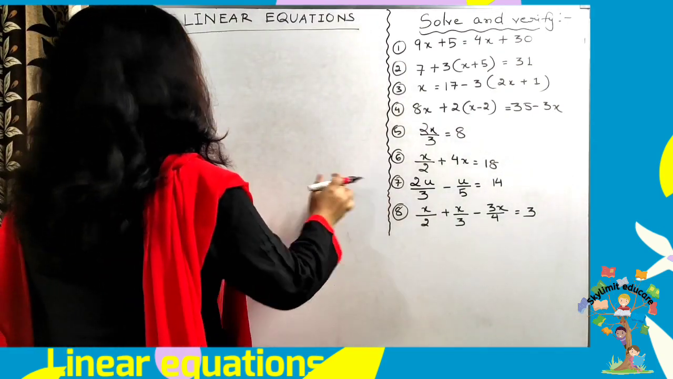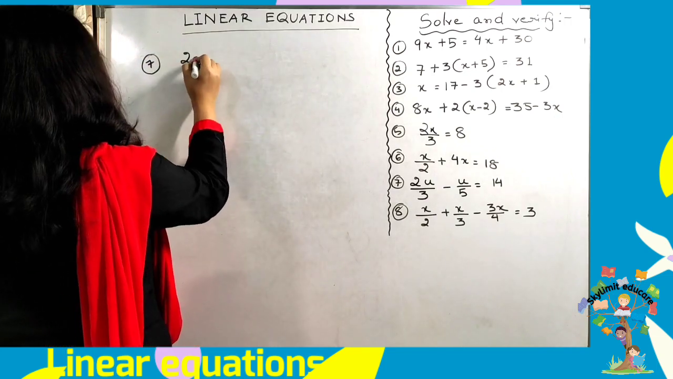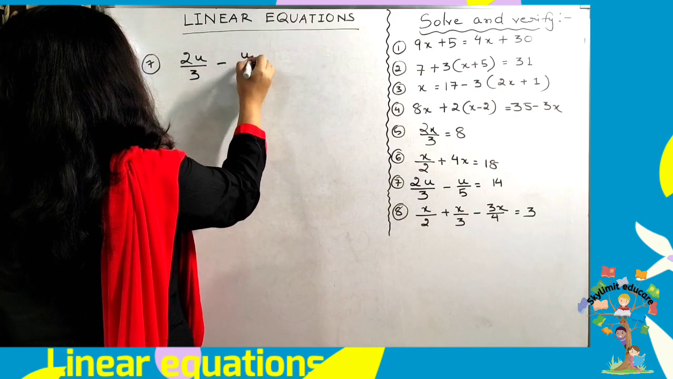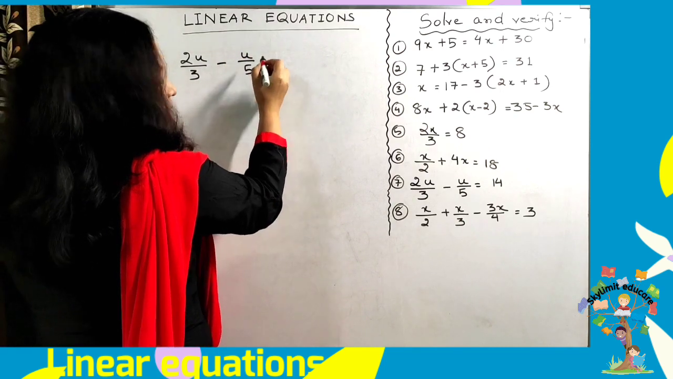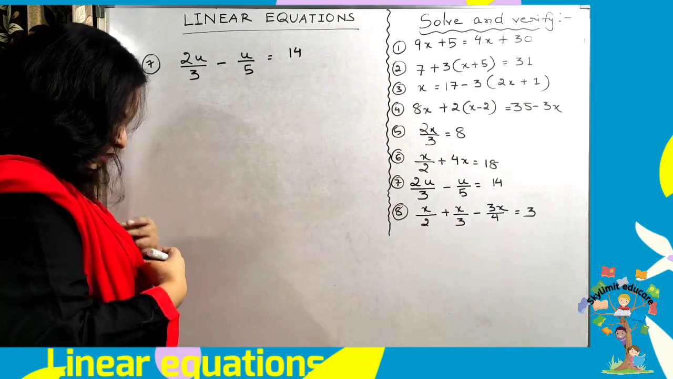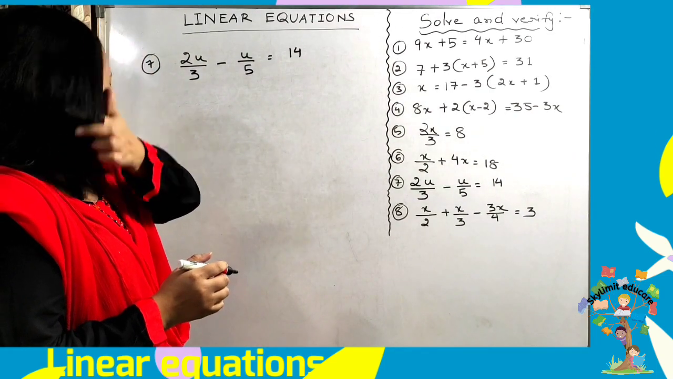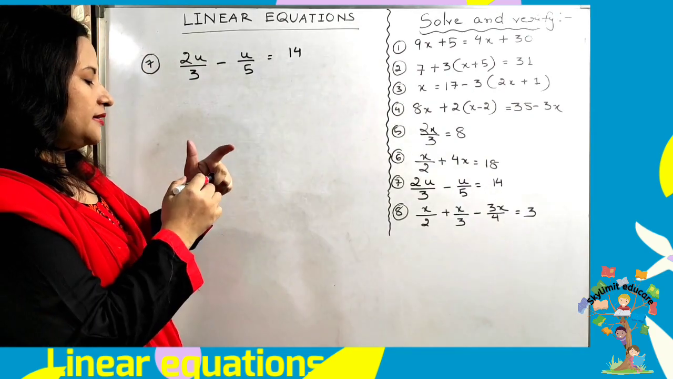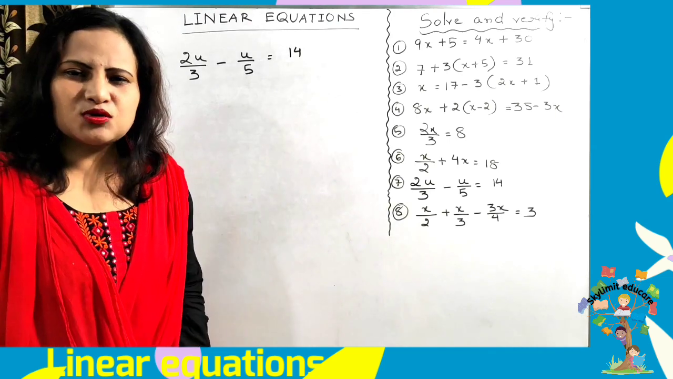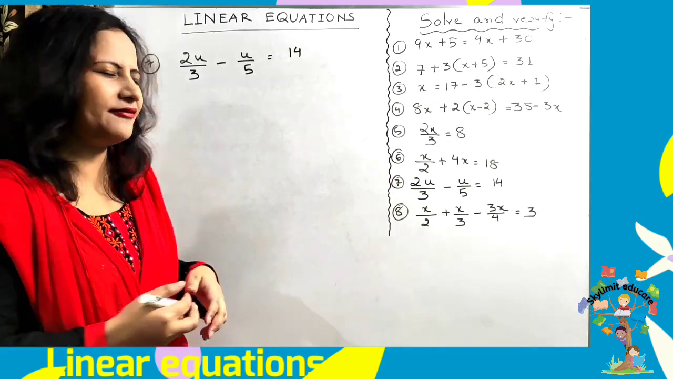Now, coming to the seventh question. 2u by 3 minus u by 5 is equal to 14. Okay. So in the same manner you can solve this equation, right? Otherwise I will show you one more method: find the LCM of the denominators and multiply, which is one way, or the other way around also. Same manner you will find the LCM but solve in a different way.